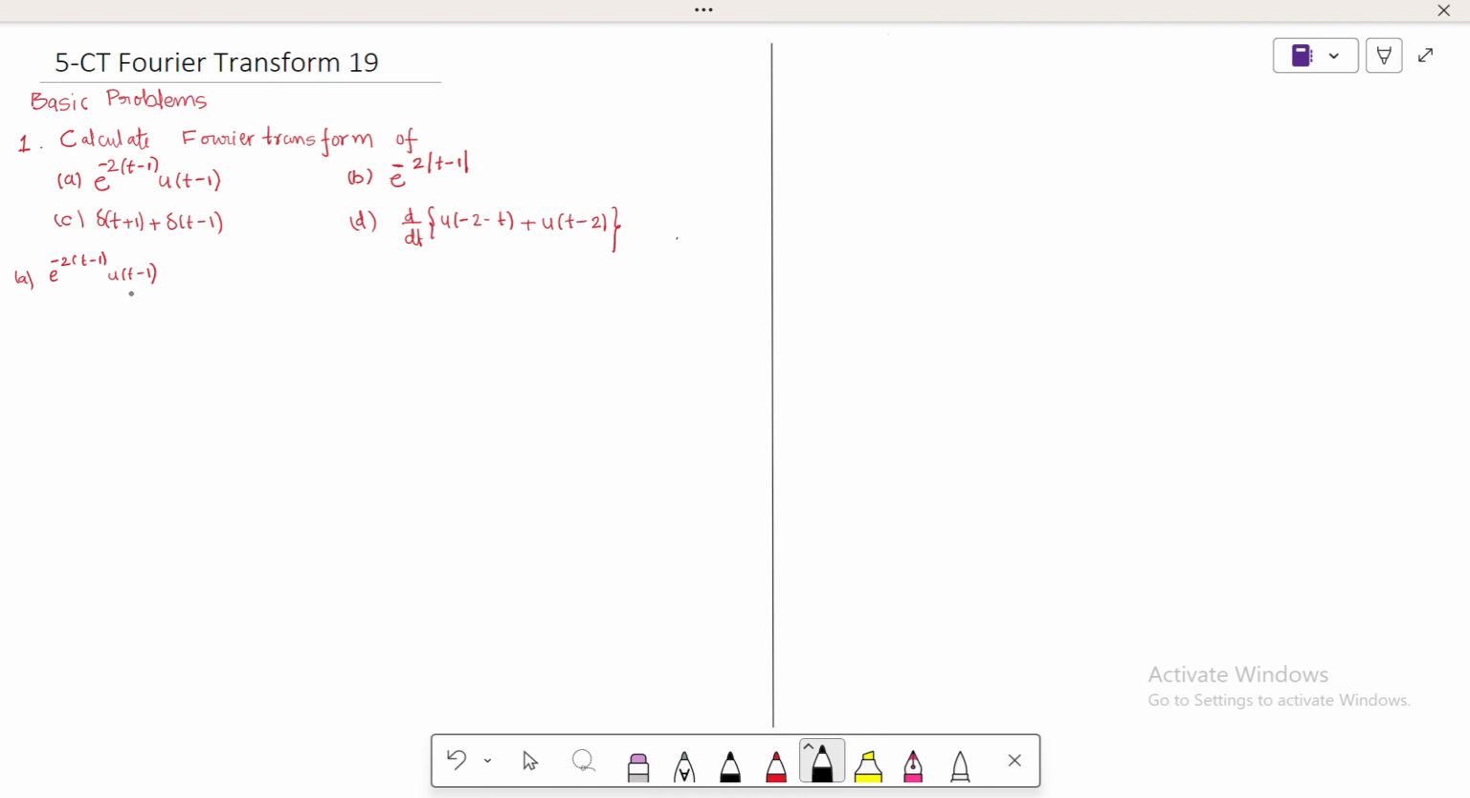So we know that this is similar to e power minus at into u of t. Its Fourier transform equals 1 by a plus j omega. But here there is t minus 1 in place of the t. So t minus 1 is in the place of the t in the exponential and in the unit step.